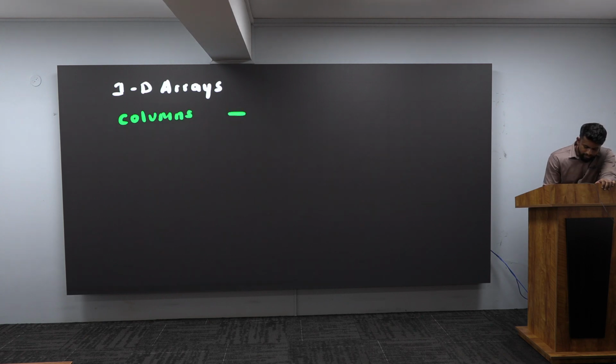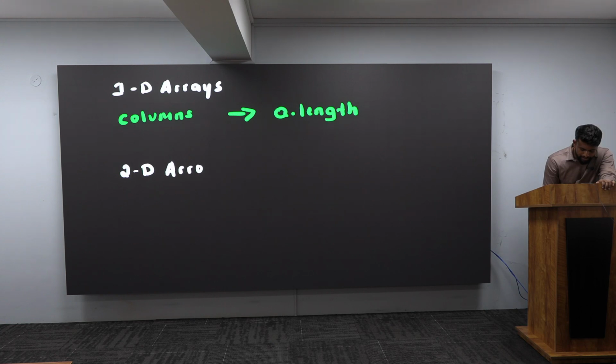See, whenever you are using a one-dimensional array, there will be only one person. Who is he? Columns. To get the columns, you should use a dot length. You'll get the columns. Very good. Next, if I consider 2-dimensional arrays, you now have 2 people. Which are the 2 people, sir? Rows and columns.